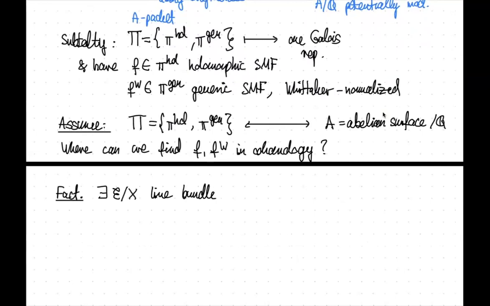This is going to be the line bundle of weight two Siegel modular forms. It's an automorphic line bundle. But I guess all you need to know is that there's some line bundle such that, first of all, this F, the holomorphic form, will just be a section of this line bundle.